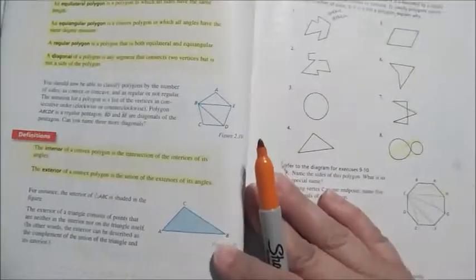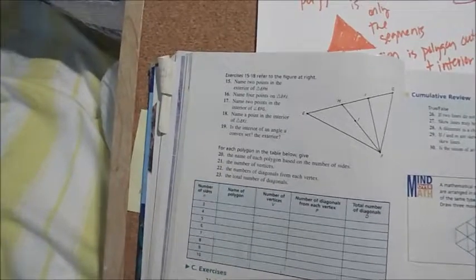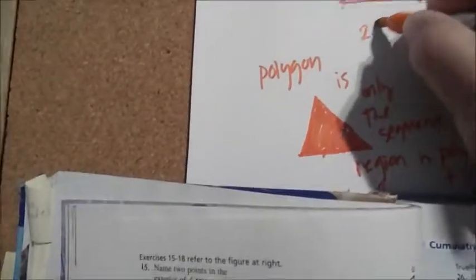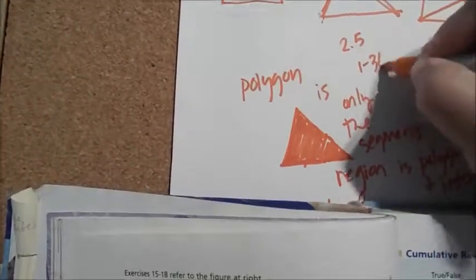So that's what you'll need to know for this section. And we'll go with 2.5, 1 through 30, all.